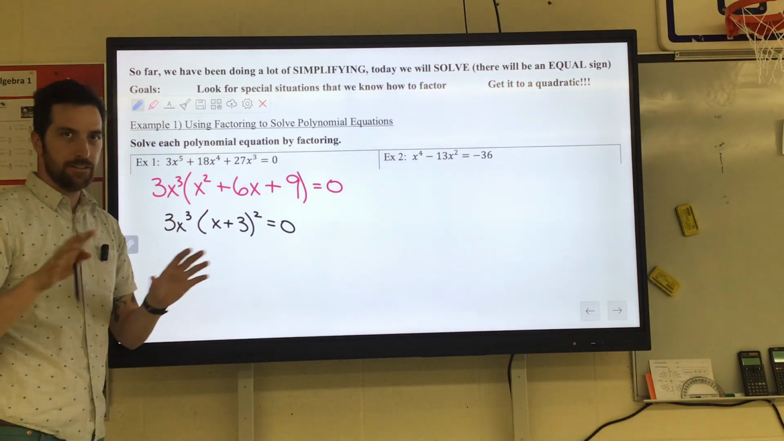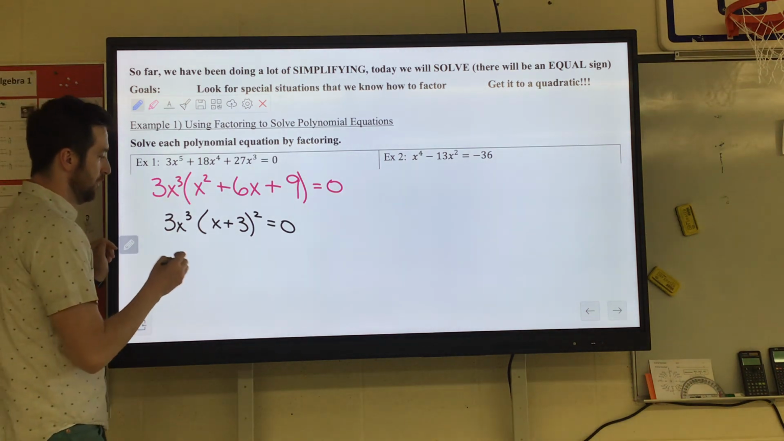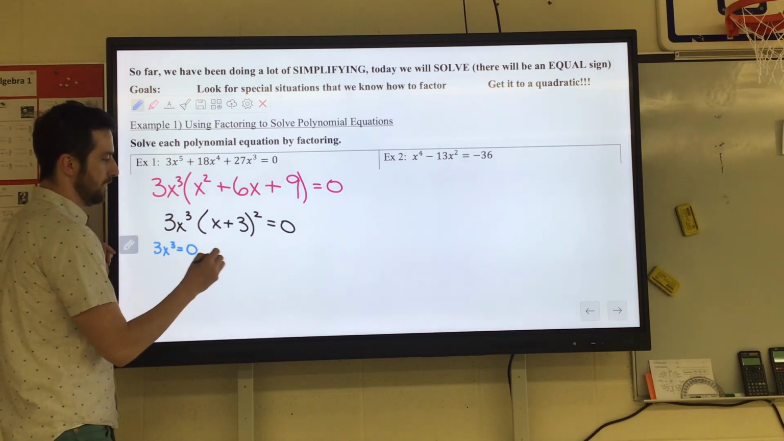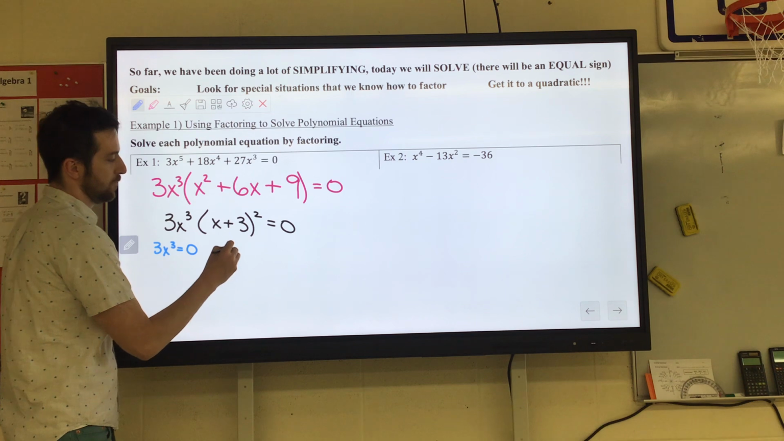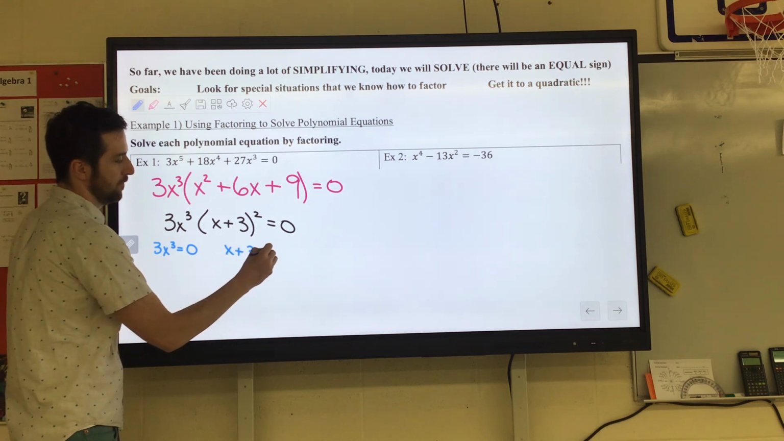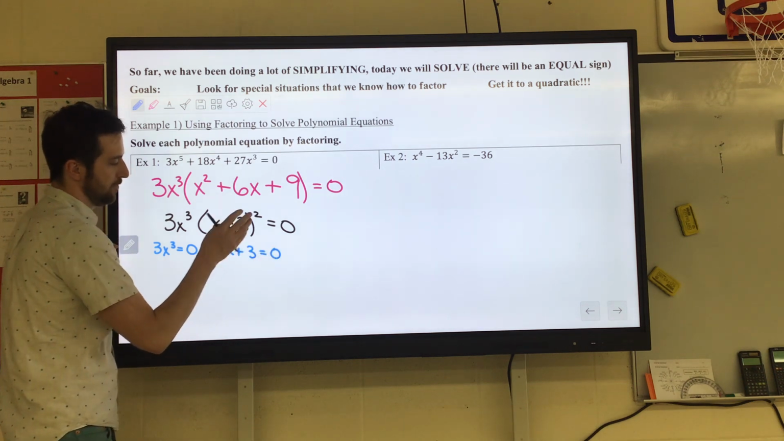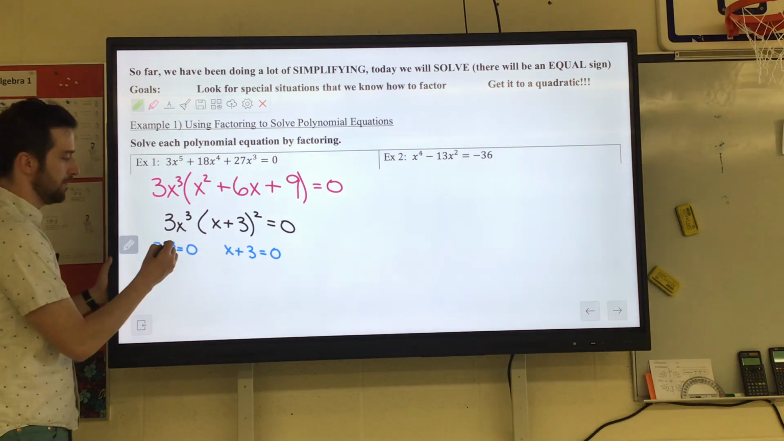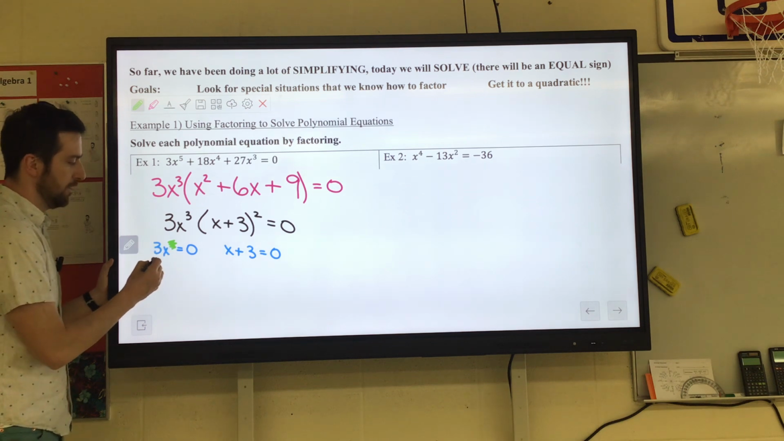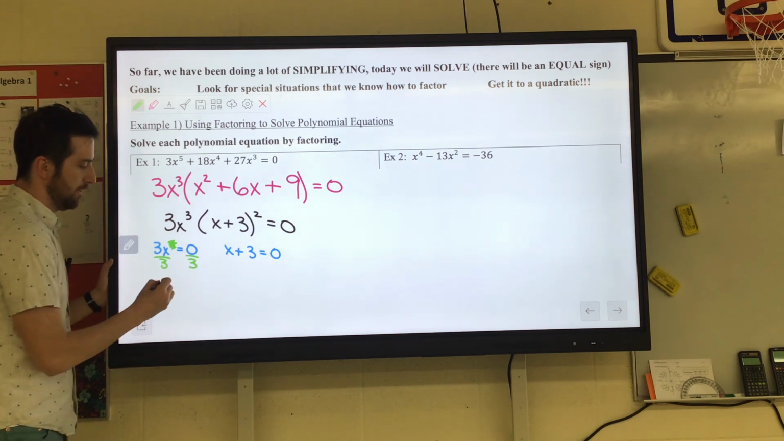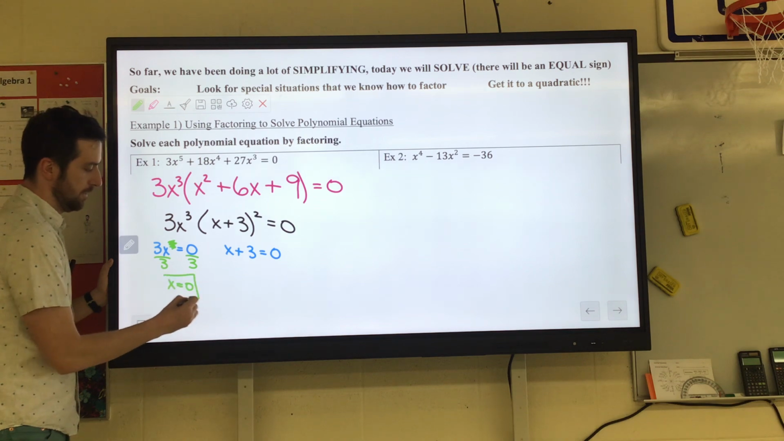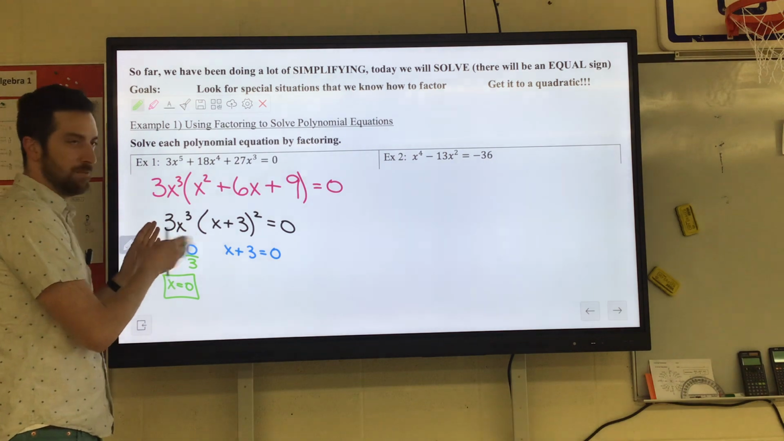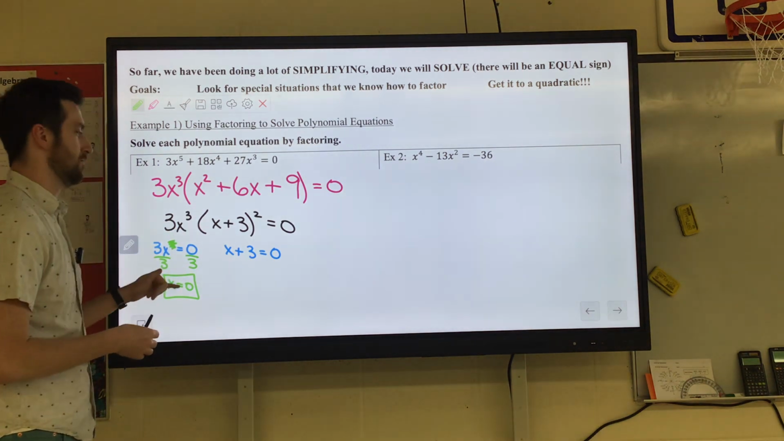In theory, there's an equation for each part of this. We're solving the equation 3x to the third equals 0, and we're solving the equation x plus 3 equals 0. You could even say x plus 3 squared. Now here, this 3x to the third, honestly, we're really just solving 3x equals 0. So you would divide by 3, and you get x equals 0. So anytime you have an x on the outside that's factored out, whether it's being multiplied by a number or not, that x is going to equal 0.